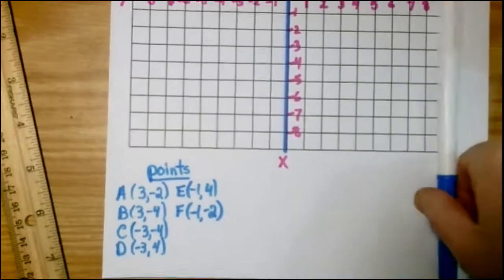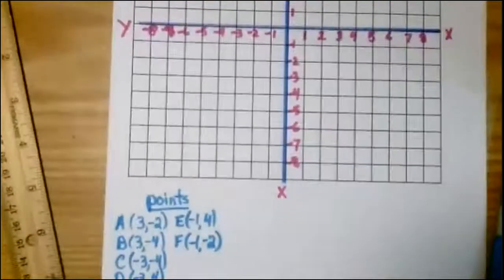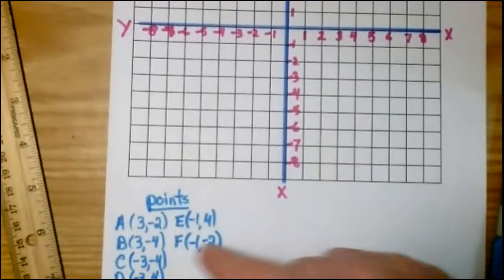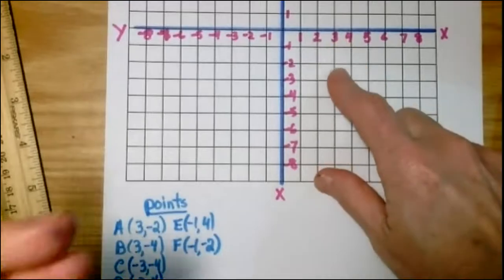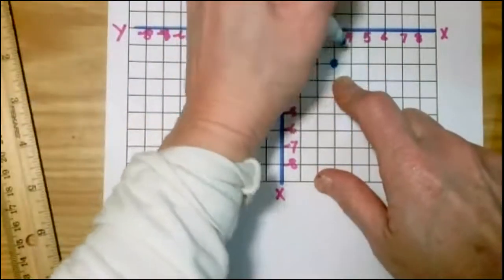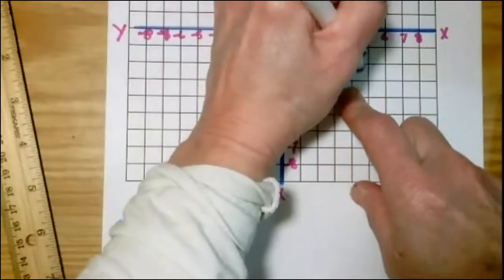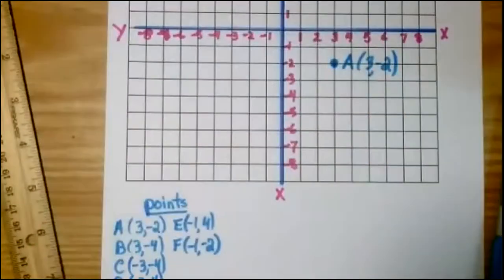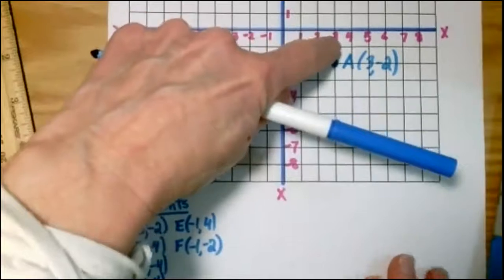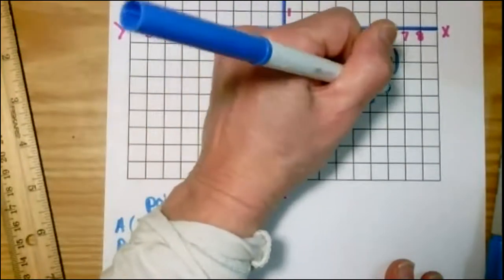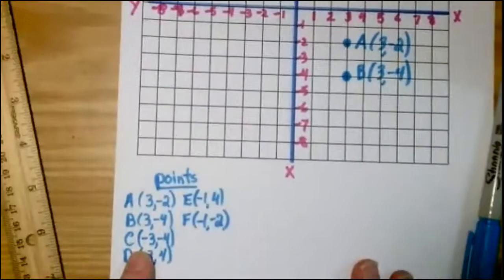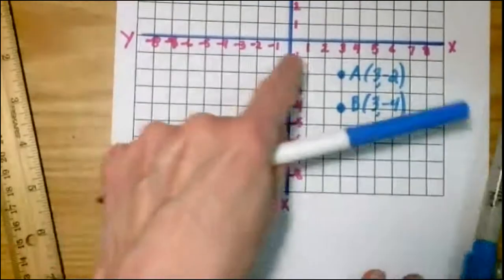And this is just like number 6 that I started doing and then stopped. So point A is 3, -2. So 3, -2. Just have a little bit more room to put these here. 3, -2. Point B is 3, -4. Same spot here. We just got to go down to -4. 3, -4. Point C is -3, -4.